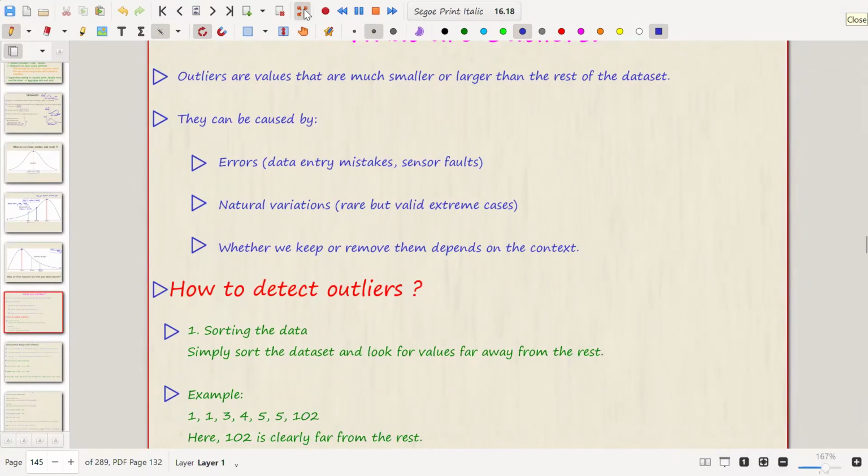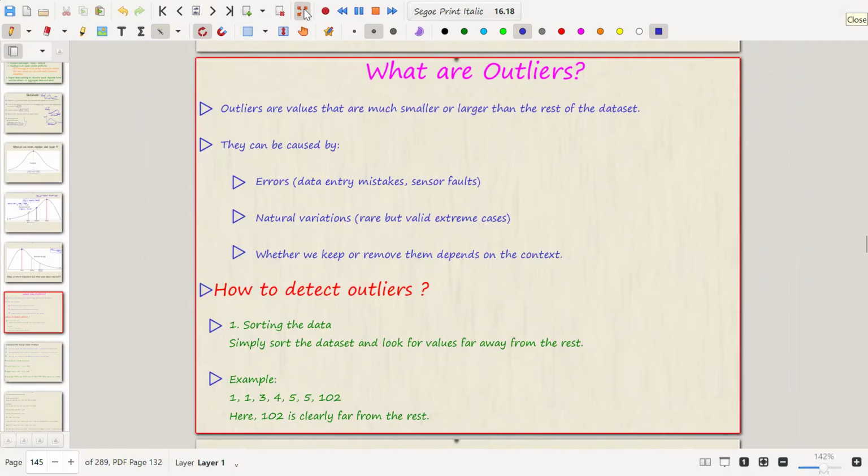So what are outliers? Outliers are values that are much smaller, it can be a smaller quantity or a larger quantity also. These are the values that are much smaller or larger than the rest of the data set.